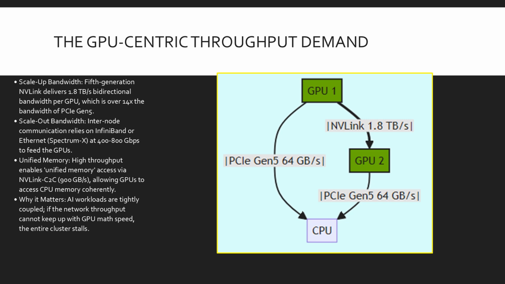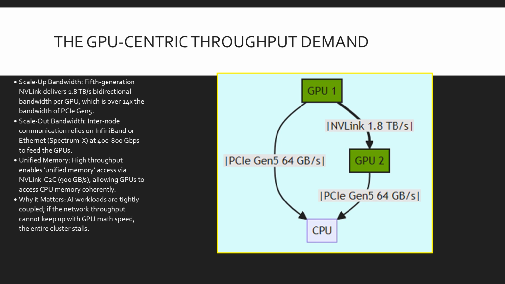In GPU-centric architecture, the bandwidth numbers are staggering. Inside a server like the GB200 NVL72, GPUs communicate via NVLink at 8 terabytes per second. This is over 14 times faster than the standard PCIe Gen 5 bus found in traditional servers. We call this scale-up bandwidth. It essentially turns multiple GPUs into one giant accelerator.